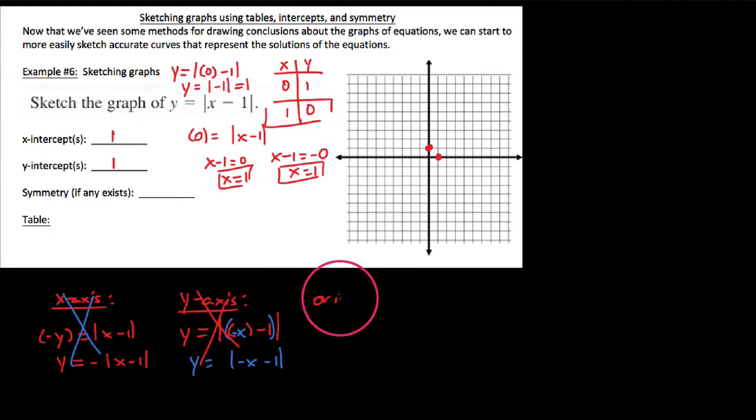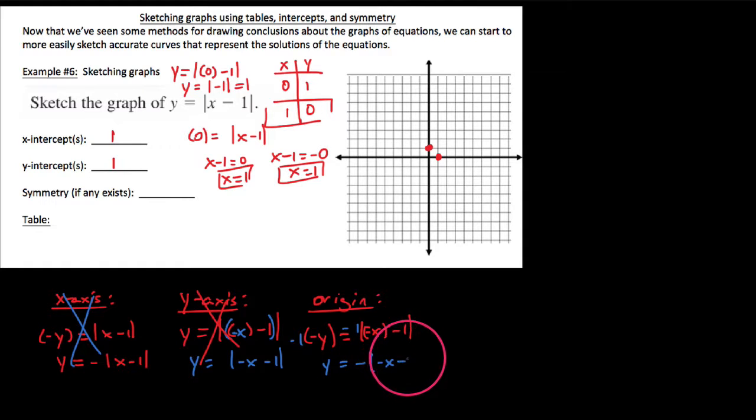So let's check for origin symmetry, which of course we would plug in a negative y and a negative x. So negative y in for our y, a negative x in for our x. And we could see that, by multiplying both sides times a negative 1 here, what we're going to end up with is a positive y equals a negative absolute value of a negative x minus 1, which still is not the same thing as what we started with. So this graph does not have any types of symmetry that would help us sketch this in terms of being flipped over the x or the y-axis or both.